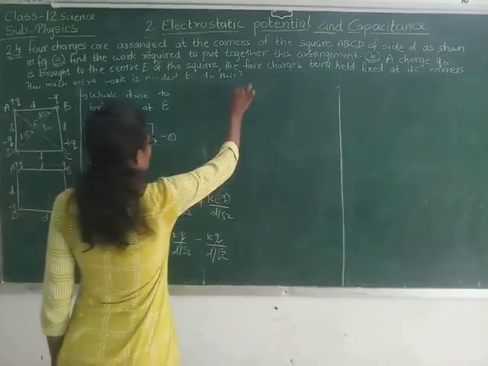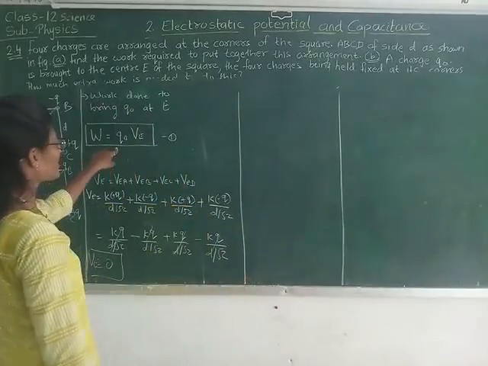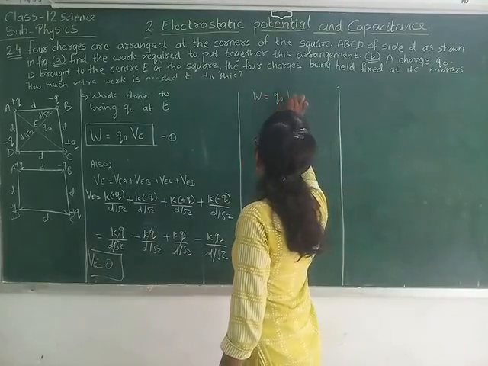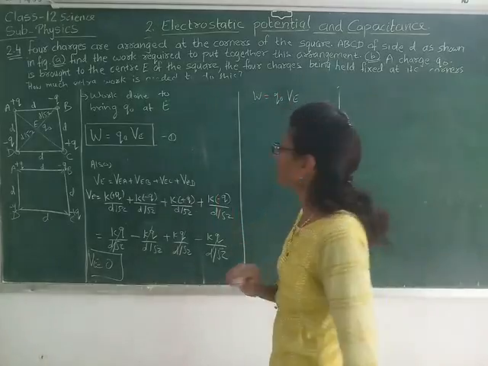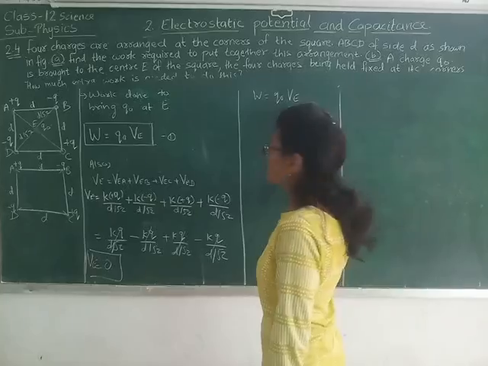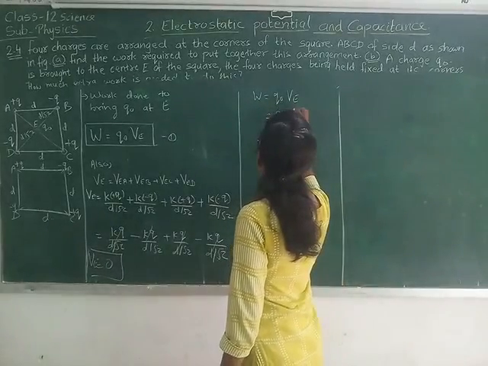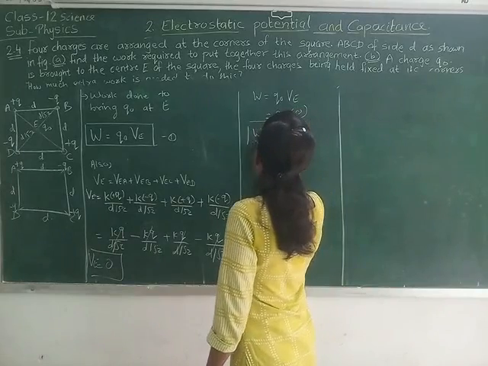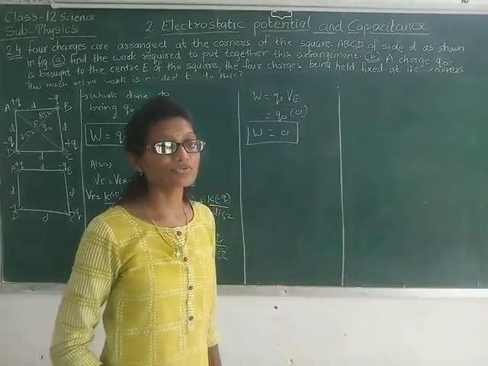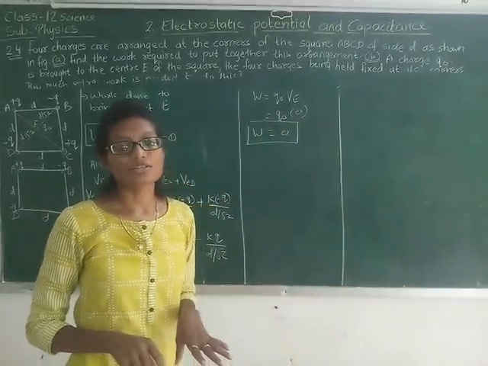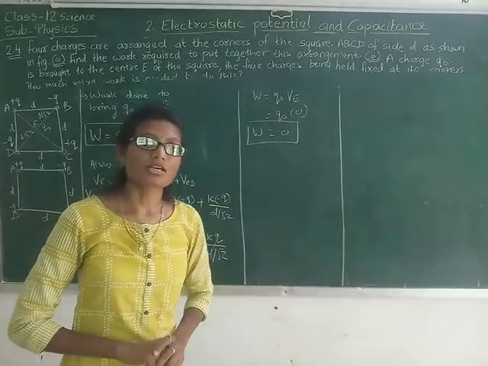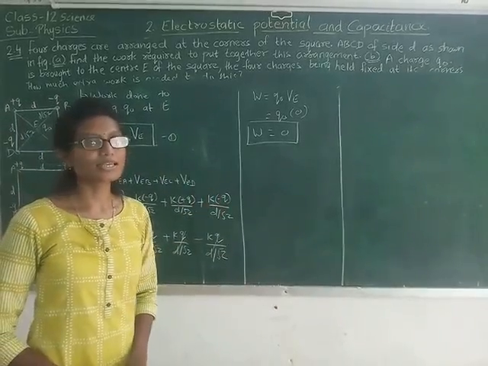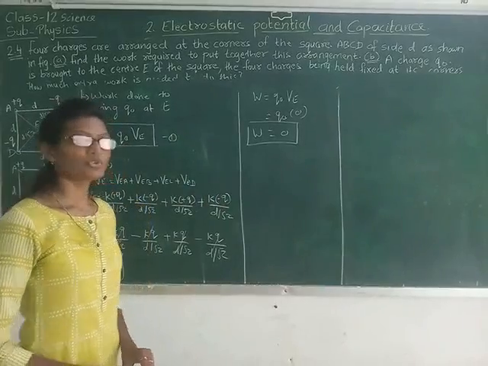Right? Now substituting that over here in equation 1. What is it? Work done is equal to Q0 into VE, that is potential at E. And here VE is equal to 0. So Q0 into 0, that will be 0. So work done to place the charge Q0 at the center of the square, where already the four charges are held fixed at the corners, will be 0. So no work is done to bring the charge at the center of the square. So students, you may note down this remark.